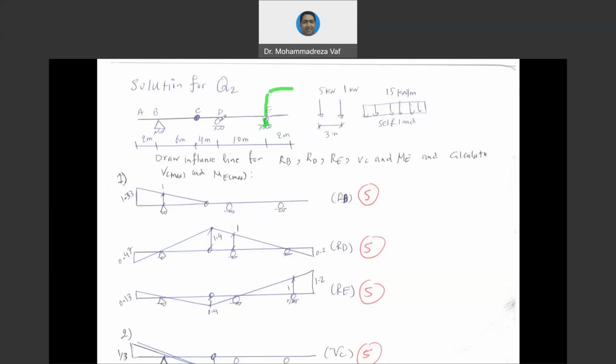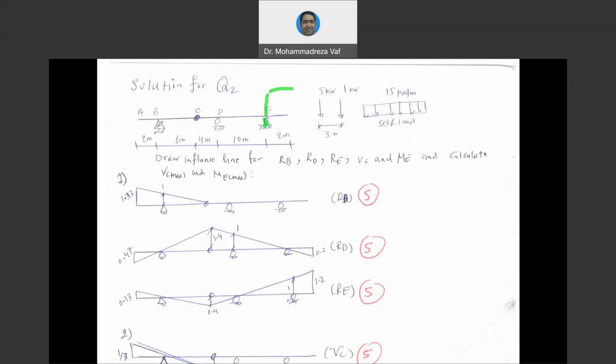However, for point D, we need to see what the condition is. Point D, if it wants to move, it's not possible because point D is a pin support, but it can rotate. It can rotate. And then for point C, we have an internal hinge. So point C, if it wants to go up and down, it depends on the condition of points B and D.